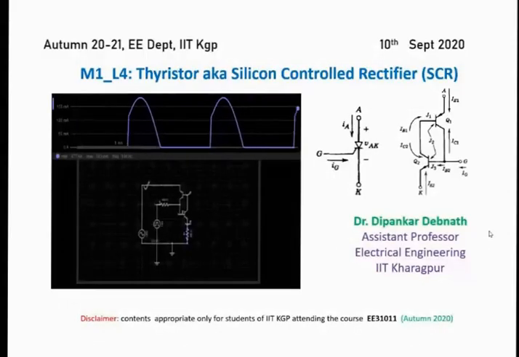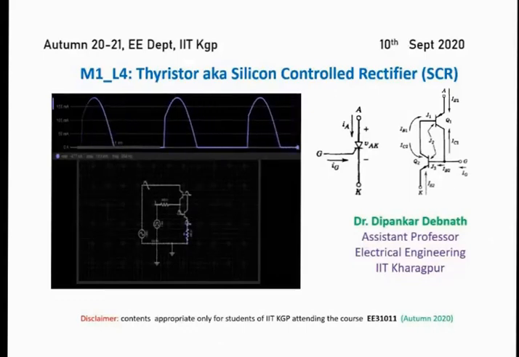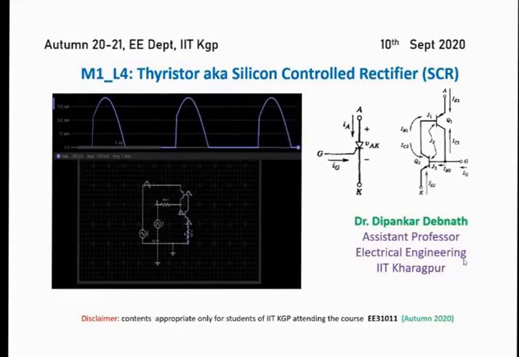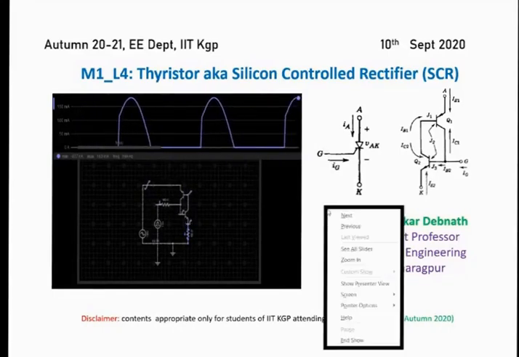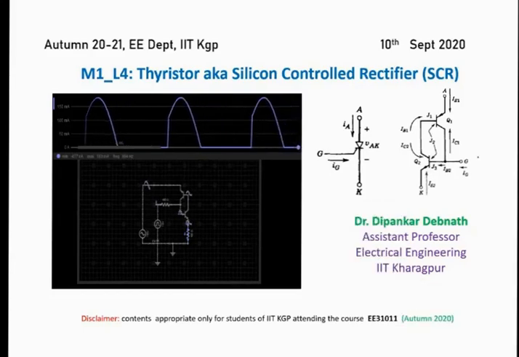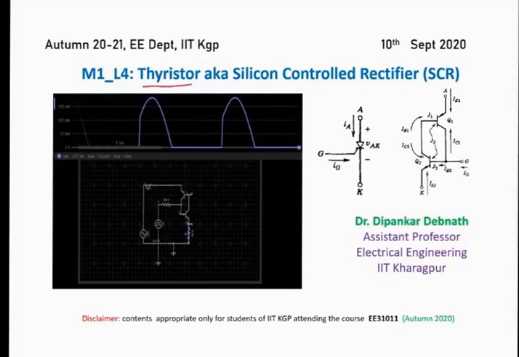Moving forward, after the diode. If you remember, as per our basic classification, the diode was an uncontrolled device. Now we are moving to a device which is called semi-controlled. The reason will be clear pretty soon. So now we'll be studying this device, the thyristor.